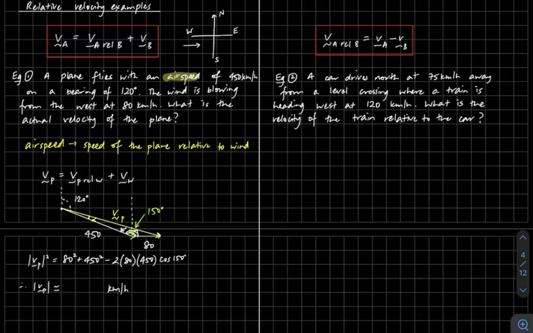Okay, so 520.8 kilometers an hour. And then what I want to do is find that little angle in there. So I've labeled that little angle alpha in there. We could find that using the sine rule and just take that away from 120 to get the bearing.